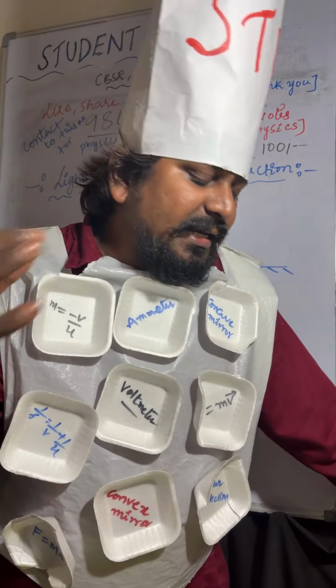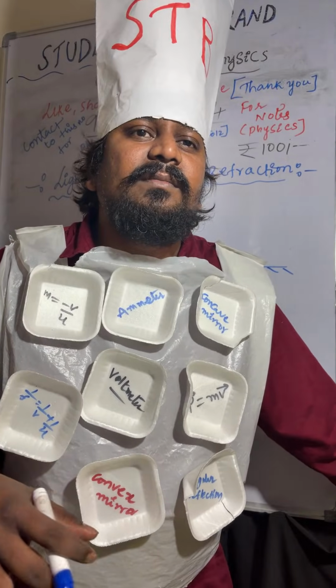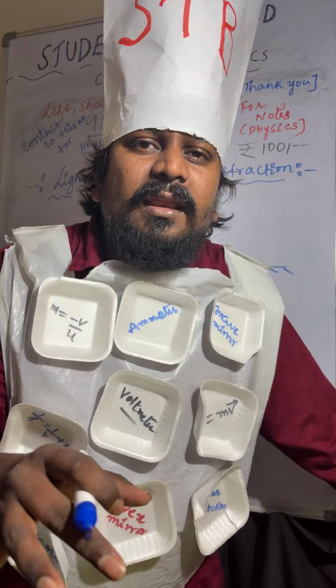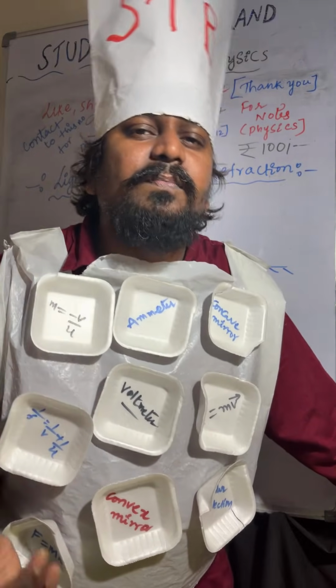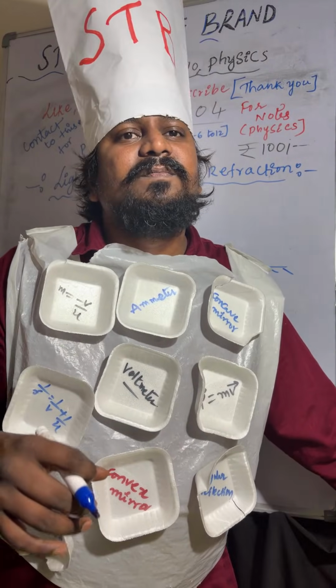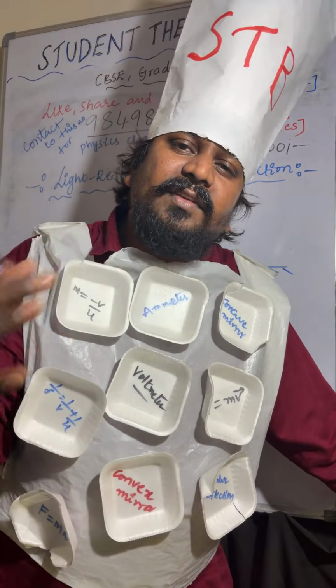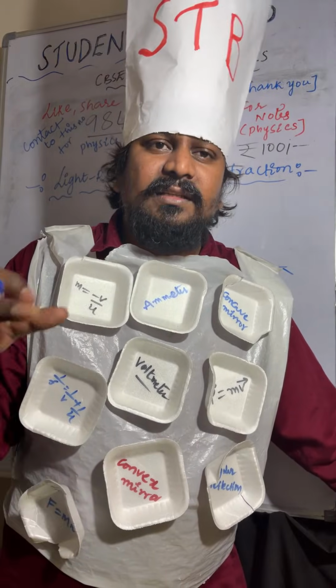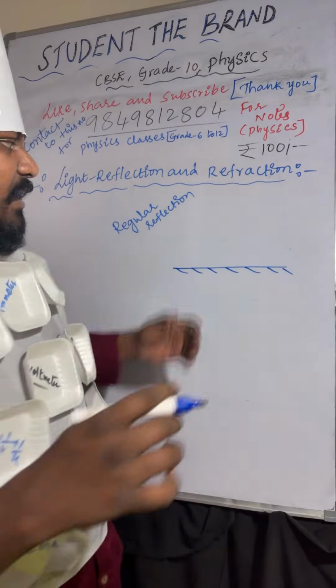If the incident light rays are parallel, then the reflected light rays are also parallel to each other. This type of reflection is called regular reflection.